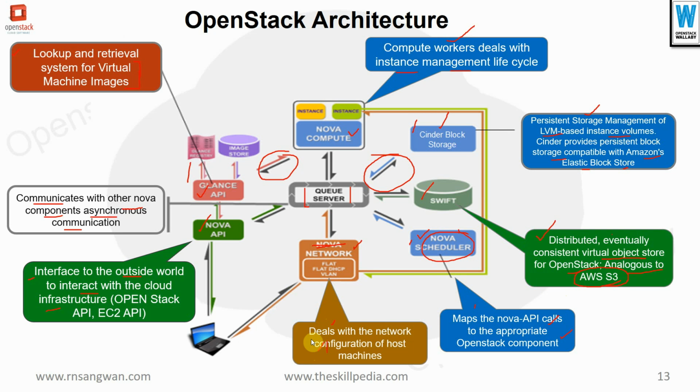So this is the architecture. This is not the complete architecture, but it gives a direction that we have independent services which communicate with each other, and the message queue service, RabbitMQ, passes the communication messages from one service to another and does the coordination part or message transfer part. So this is the architecture of OpenStack.